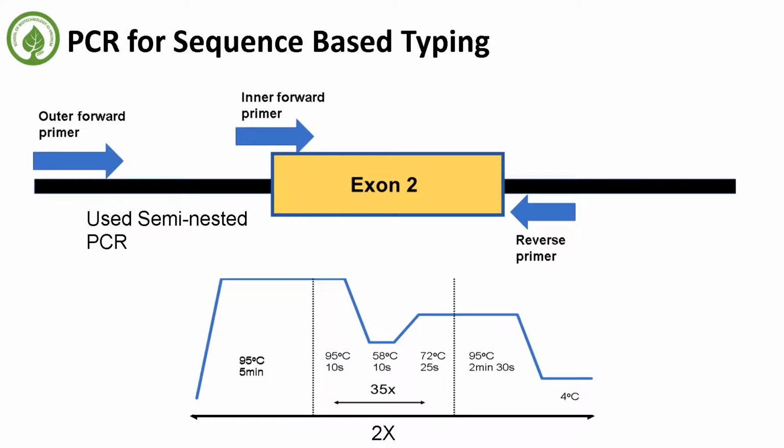In sequence-based typing, we chose exon 2 of the BoLA-DRB3 gene as the target sequence because BoLA-DRB3 is the most polymorphic gene in the cow, and exon 2 in this gene is the most diverse among all exons. We use semi-nested PCR for this study to increase the sensitivity because there is a limited amount of DNA in the single blastomere or blastocyst.